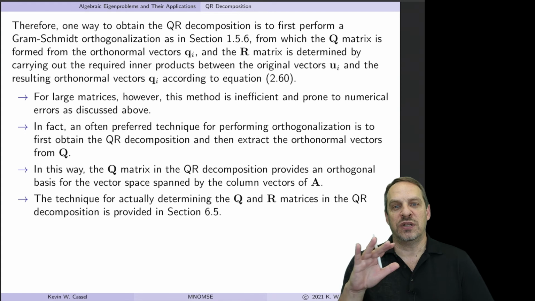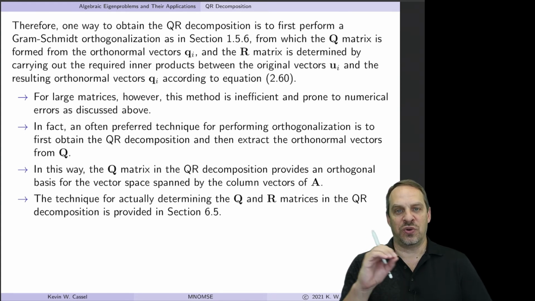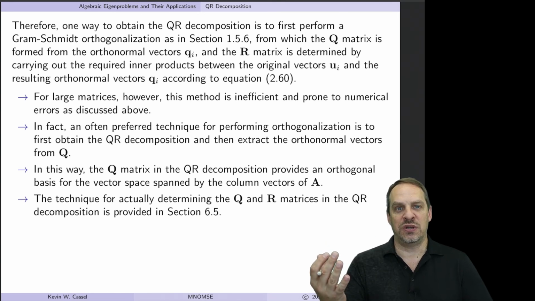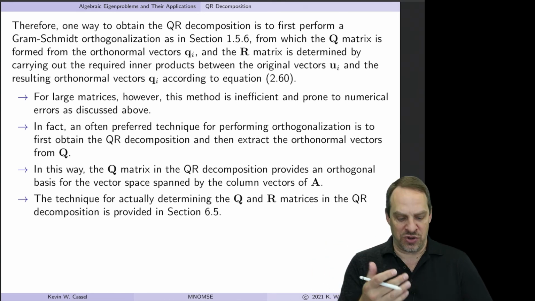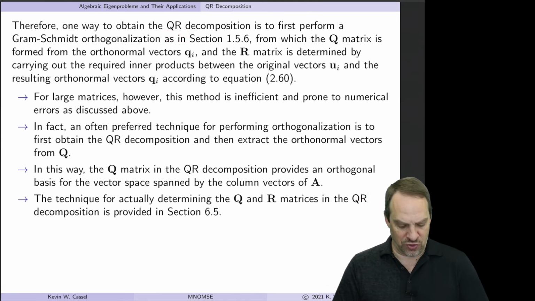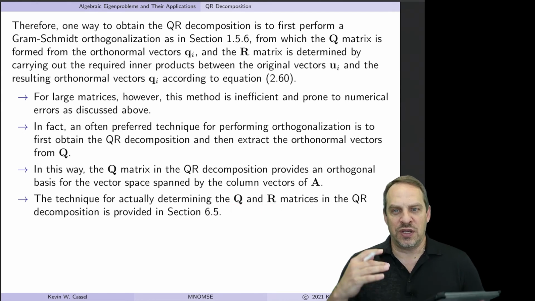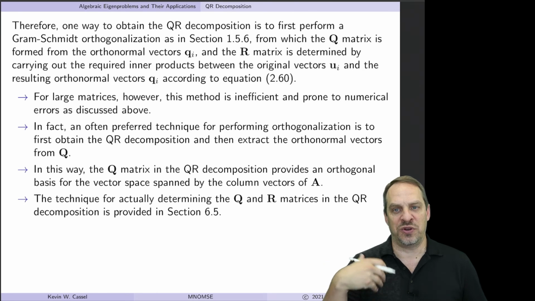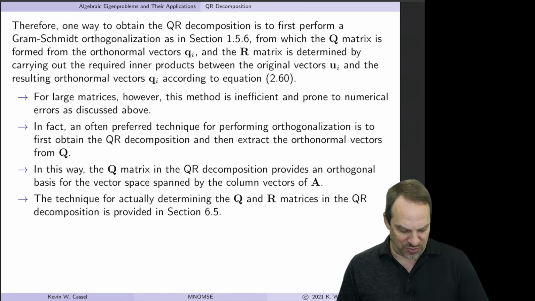In fact, we often do the opposite. When you want to get an orthonormal set of basis vectors, as is the case with Gram-Schmidt, one way to do that, and a better way to do that, is to actually get the QR decomposition, and then the columns of Q are those orthonormal vectors. We'll actually see in section 6.5 how we get the Q and R matrices. Again, the idea in part 2 is we want to be able to deal with very large matrices. We want efficient techniques that we can implement on a computer in order to carry out these operations.